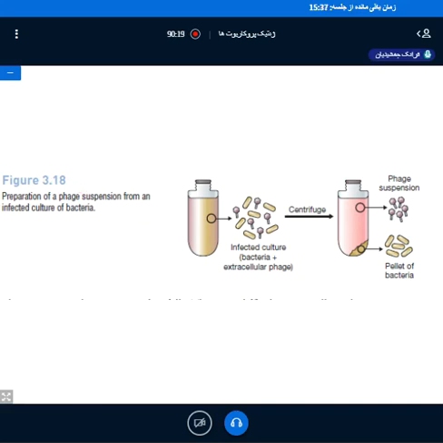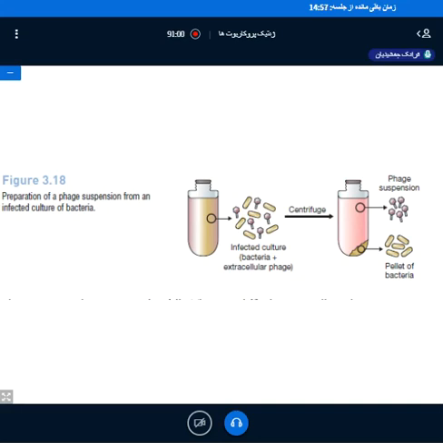If you don't have any questions, let's talk about extracting the phage, extracting the phage suspension. Okay, let me explain. Look at here. If we want to extract the phage, the phage is so much lighter than the bacteria. Yes, phages are so light in weight.